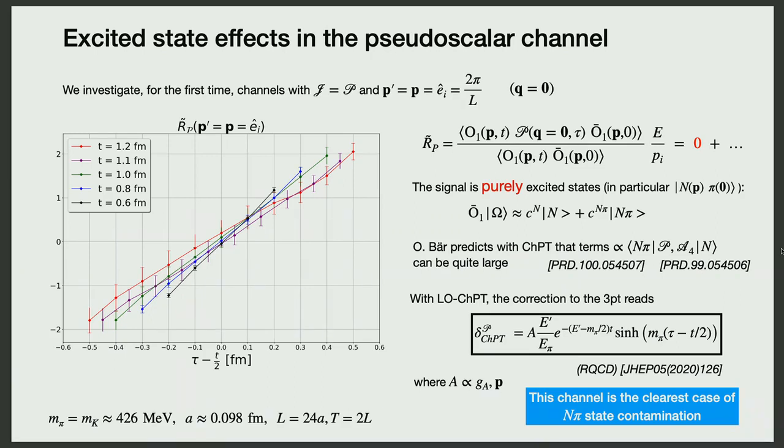And indeed, we see that the data show a clear T and tau dependence, which is a sign of excited state contamination. And in particular, it's N-pi. Thanks to the work done by Oliver Baer with ChPT, we know that terms proportional to N-pi for these channels can be very large. In particular, at the physical point, it can be up to a 40% effect. So it is very important to keep in mind that N-pi states can contaminate the nucleon correlation functions for such channels. In particular, in our work with LQCD, in leading order ChPT, we find that the correction due to these N-pi states goes like a sinch function, which describes the data pretty well.